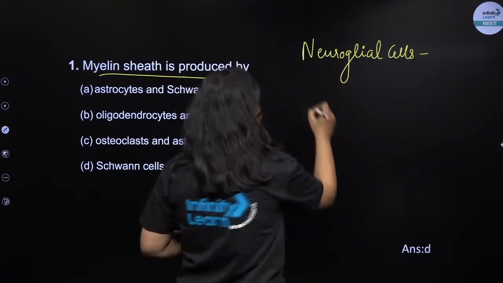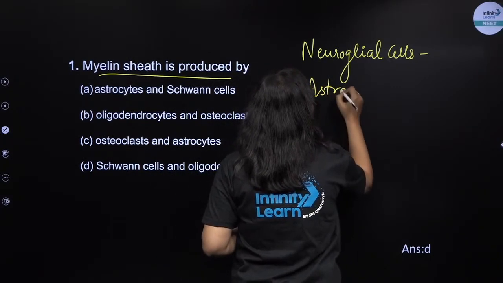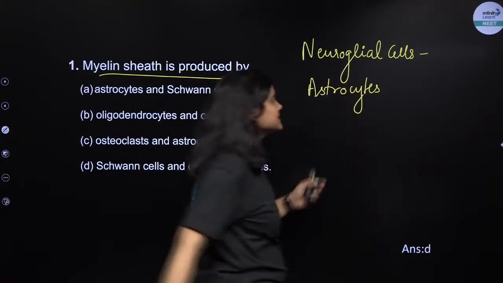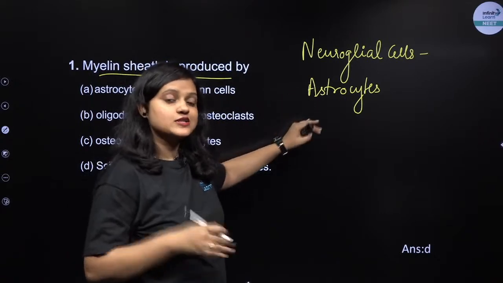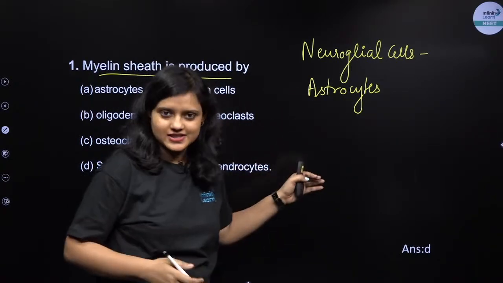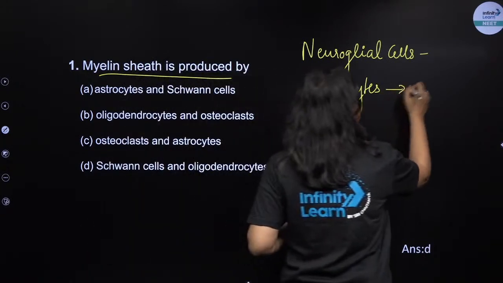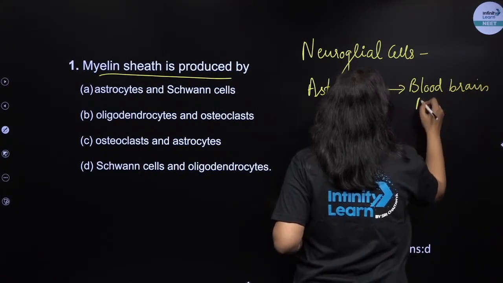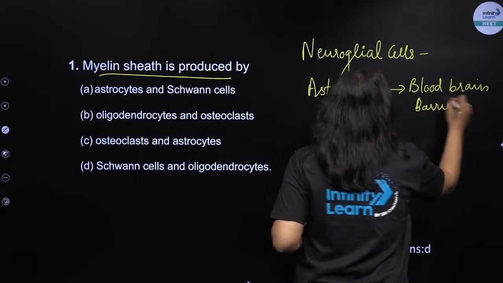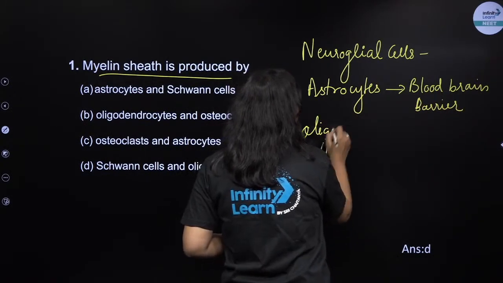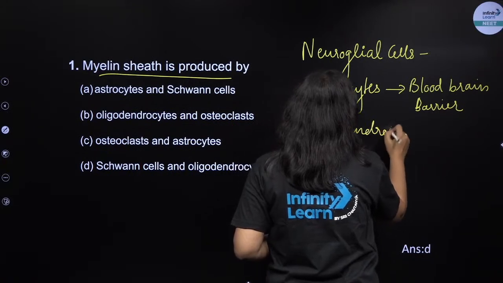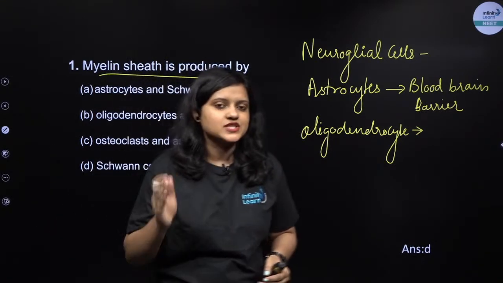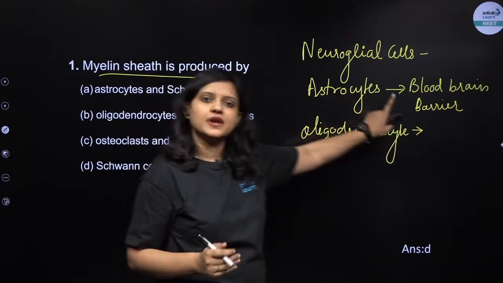Neuroglial cells, I will talk about the important neuroglial cells that are asked in exam, right? Astrocytes look like an asterisk, that's why it is known as astrocyte. Now this astrocyte forms the blood brain barrier. Now the second is oligodendrocyte. Since it is not given in NCERT but it is still asked in exam, that's why I am discussing. So astrocytes will form the blood brain barrier.